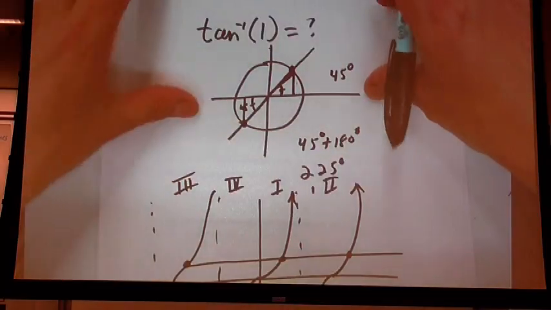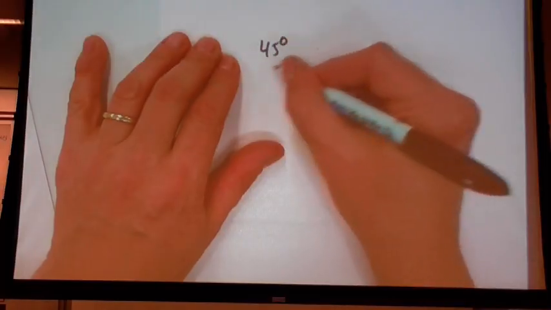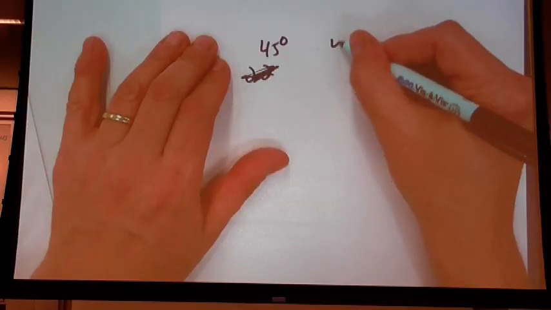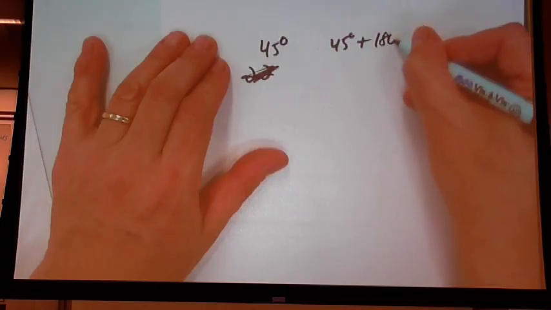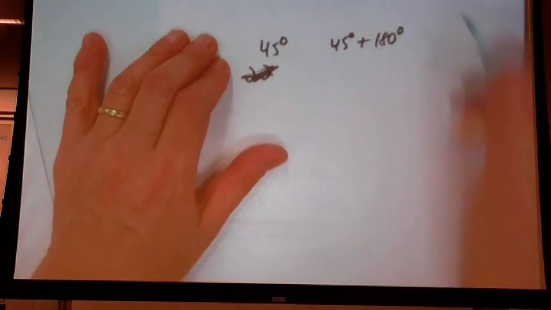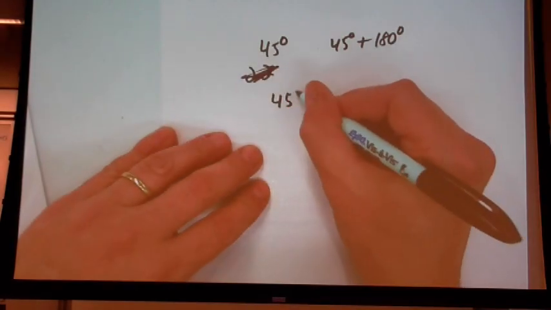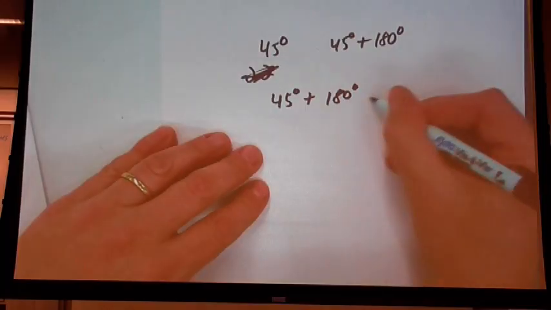All right, but we're not quite done yet, right? We have two values: 45 degrees and 225. I'm going to write that as 45 plus 180 because that'll come in handy. Now here we have a difference from the first two problems, because the period is pi, not 2 pi anymore. It's not 360, it's 180. Everyone catch that?